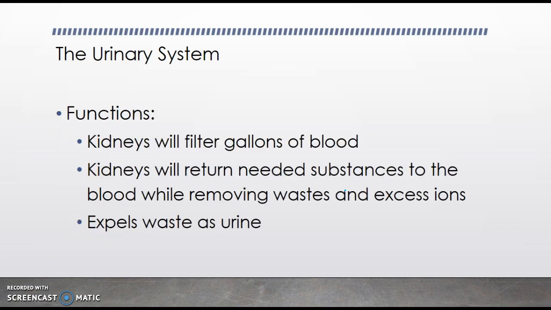So what are some of the functions of the urinary system? The kidneys are actually going to filter gallons of blood a minute, and in doing so, they can return items to the blood that we want to keep and we need, and then anything else that we have, like waste and excess ions, we're able to just expel as waste in the urine.